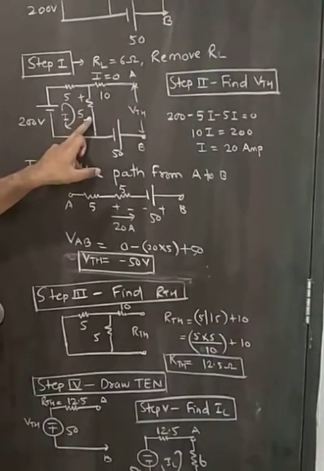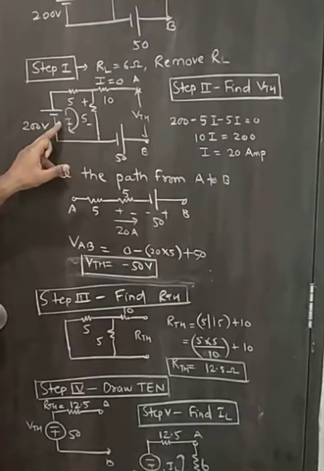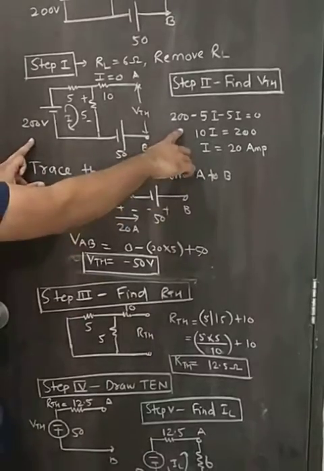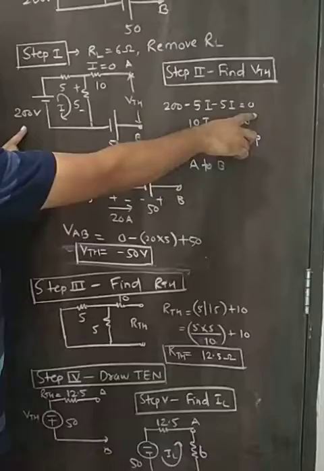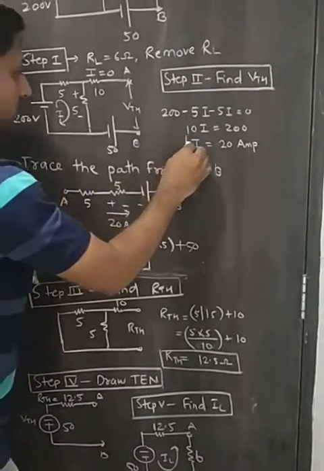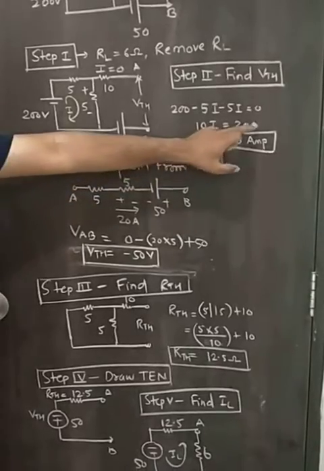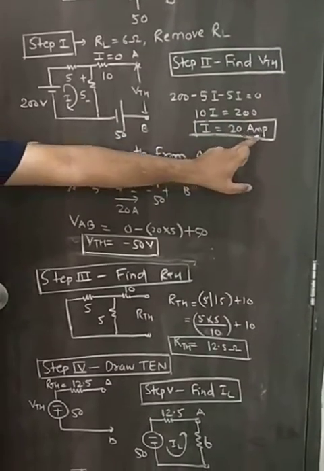Now to find the current flowing through the 5 ohm branch, we have to solve this closed loop. We apply Kirchhoff's voltage law to this loop. So 200 minus 10i is equal to 0. So we find the current flowing through this loop: 10i is equal to 200, I is equal to 200 divided by 10, it becomes 20 ampere.